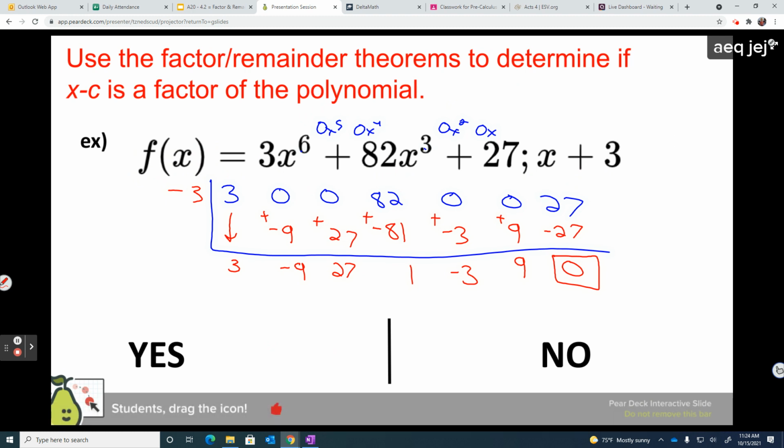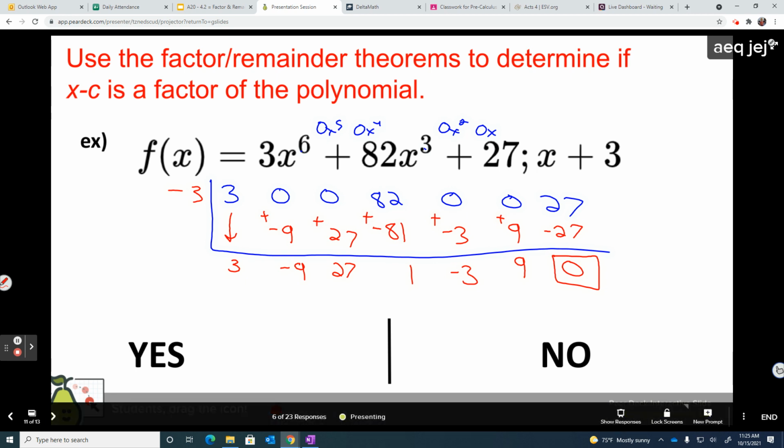So you should get a 0 as your remainder again. You can check your work here. Drop the 3, multiply, negative 9, add it. Okay. Just make sure you take your time on the operations. One mistake messes up your whole answer. I got one more for you to try.